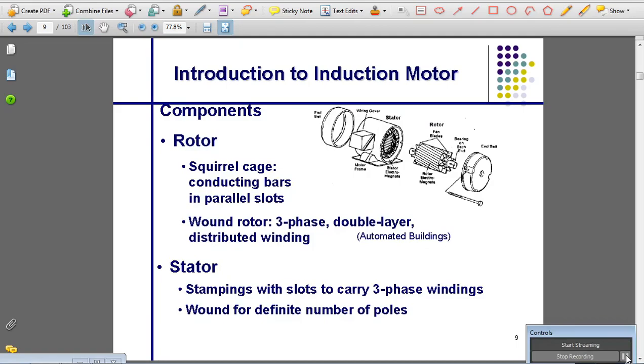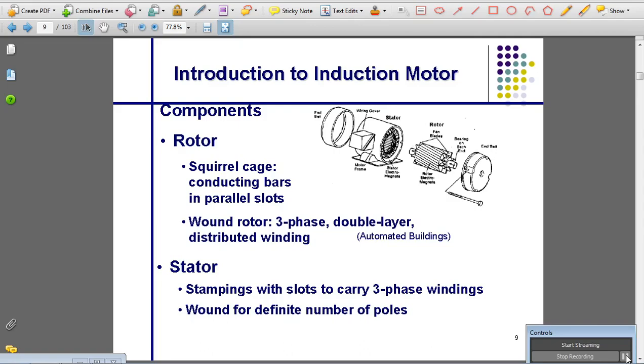Okay, so now we move to the components of an induction motor. The basic construction of the induction motor consists of the rotor part and the stator part. The rotor can be either squirrel cage or wound, located inside the core of the stator. Meanwhile, the stator is the outer part that is stamped with slots to carry the three-phase winding. The stator of the motor is wound for a definite number of poles depending on the speed of the motor.